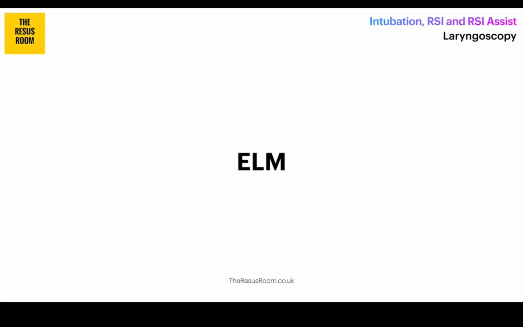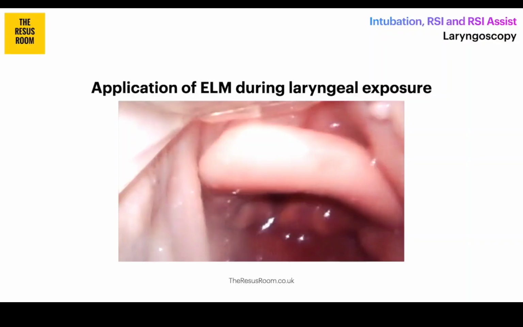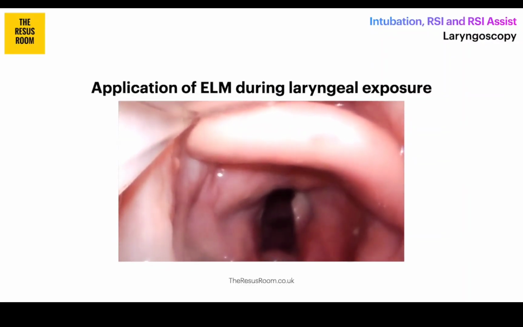With ELM, when you've placed the blade and you're performing either epiglottoscopy or laryngeal exposure, you can put your right hand round, with your thumb, index finger and maybe middle finger on the larynx, and move the larynx to see whether it can be brought into a better position or view. It doesn't always work, but very frequently it can make a big difference to the view you're getting.